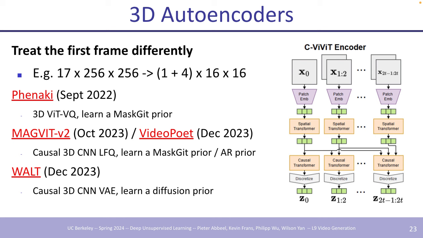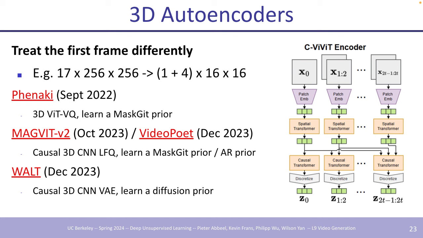So you have weird video shapes now. Let's say you have a 17 by 256 by 256 video. Then you would encode your first frame into a latent that's 1 by 16 by 16, and the rest of the 16 frames would be encoded in a temporal downsampling manner, which is 4 by 16 by 16. And your entire latent would be something like 5 by 16 by 16. This was used in MAGVIT, the MAGVIT series, VideoPoet, WALT, a pretty wide variety.